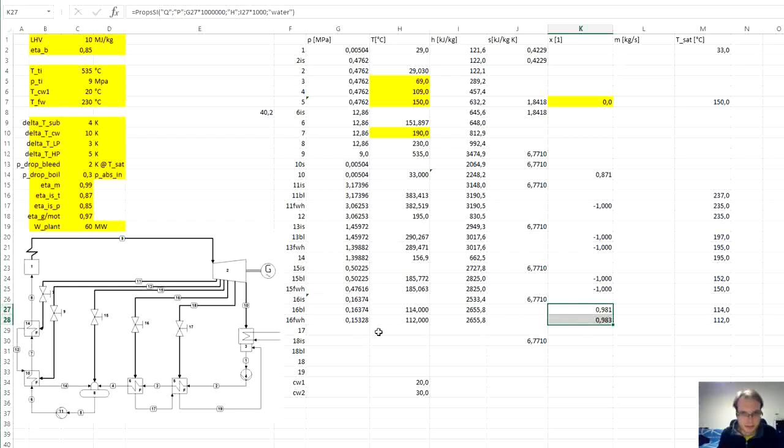Point number 17, saturated temperature, also pressure stays the same. However, the temperature to follow our QT diagram that we wanted will be temperature at 0.3 plus minimum temperature difference at the low pressure part of the cycle. We get pressure, we get temperature. From these two we can get enthalpy.